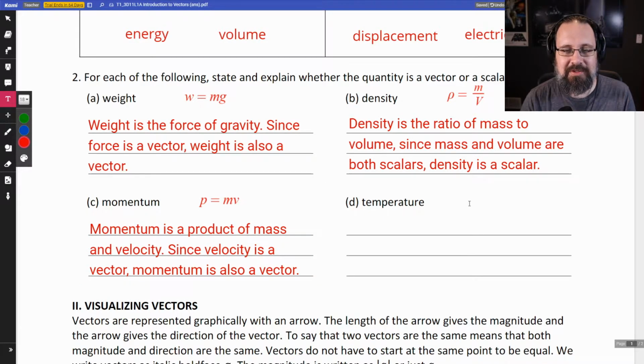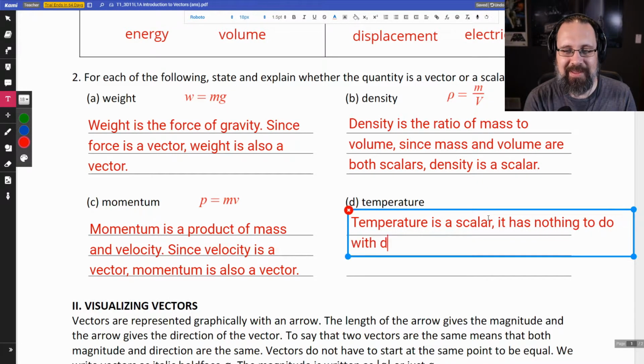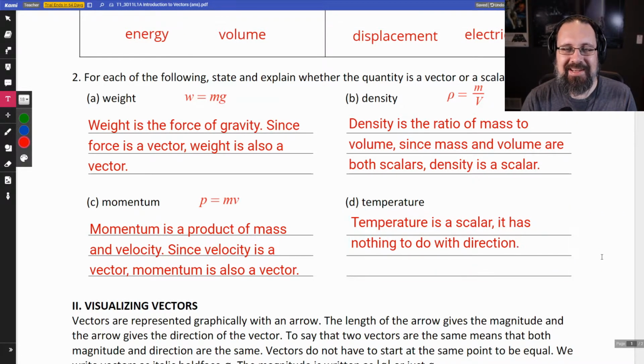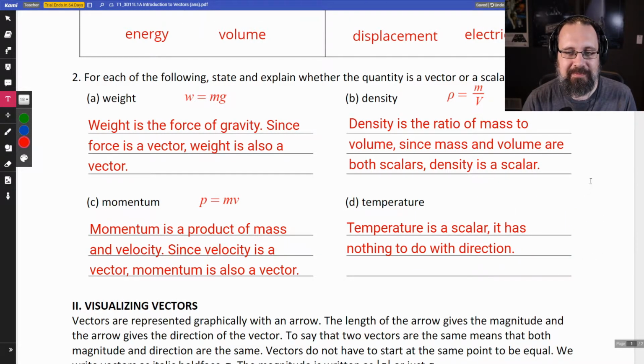And then lastly, we have temperature. The equation for temperature is complicated. I don't feel like giving it to you guys in this video, but we're just going to say that temperature is not a vector. So temperature is a scalar. It has nothing to do with direction. You wouldn't say, oh, the temperature today is 80 degrees north. That doesn't make any sense. So that's why temperature is a scalar. It has nothing to do with direction.